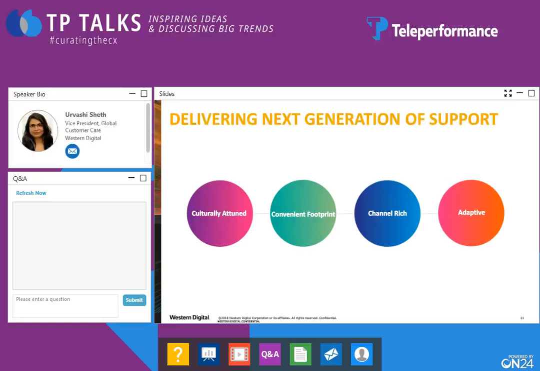Convenient footprint is like, we have to give all the language support, obviously. The other day, one of our sales guys was telling me, I want support in Swahili. And I said, yeah, right. That's something we are going to think about. But that's the convenient footprint that you have to provide for your customers when your customer base is worldwide, in so many different countries, so many different languages, and using so many different channels. And adaptive is extremely important.